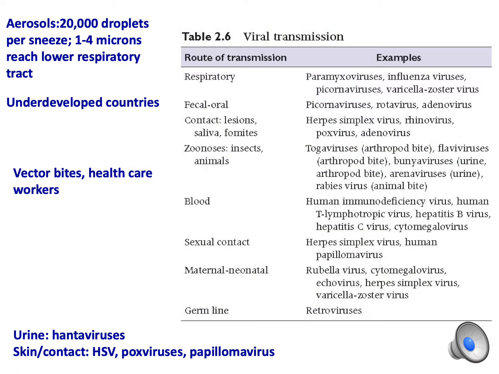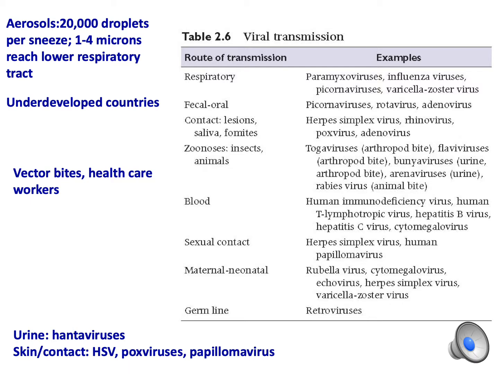How do viruses get transmitted? Often respiratory viruses in aerosols, 20,000 droplets per sneeze, and droplets of certain sizes are able to reach different parts of the respiratory tract. Fecal-oral transmission is more common now in underdeveloped countries. Vector bites are important here to spread arthropod-borne viruses.